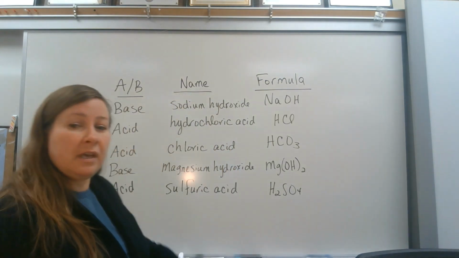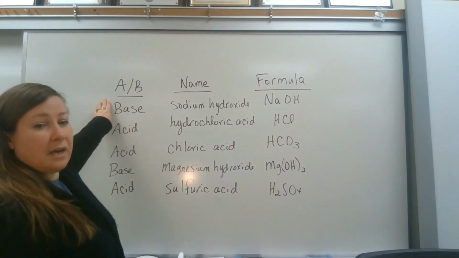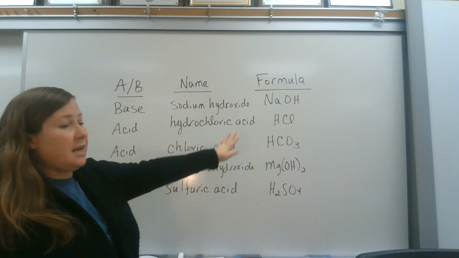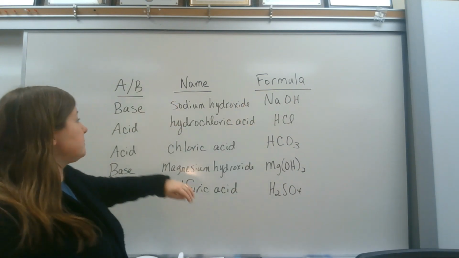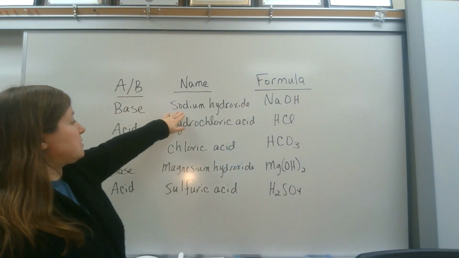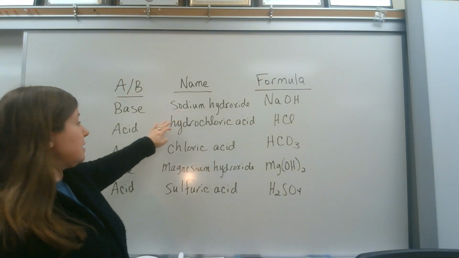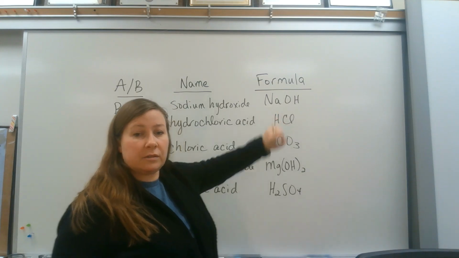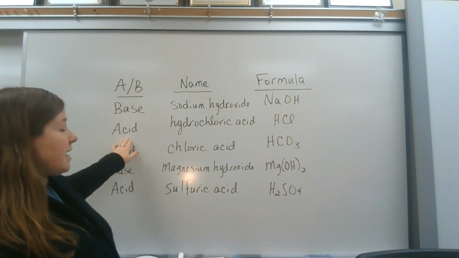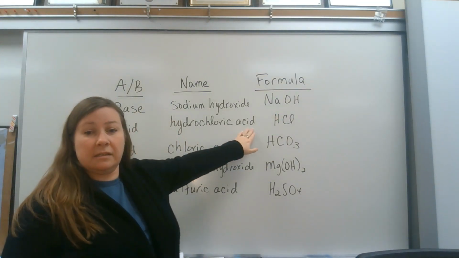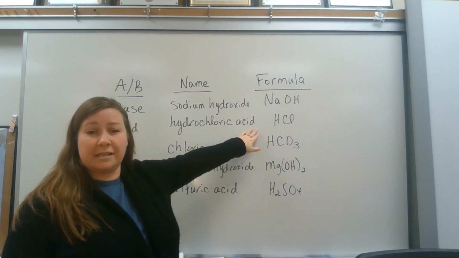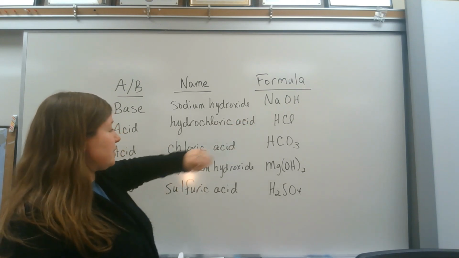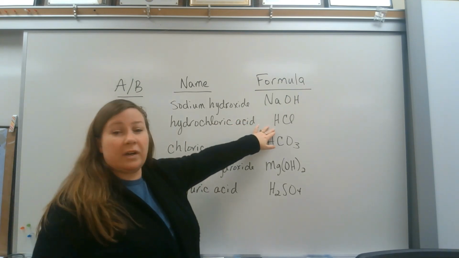So here we have a first column where you are to identify whether something is an acid or a base. Then we're writing the name, then we're writing the formula. So the first one here is sodium hydroxide. Sodium hydroxide is a base, and it has a formula, NaOH. Here's an acid. It's called hydrochloric acid. Recognizing that something that ends in acid is pretty easy, that's an acid. So that's pretty simple. And the formula for it is HCl.